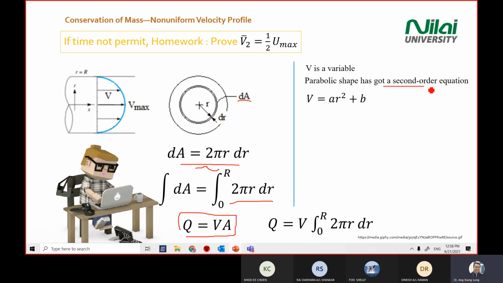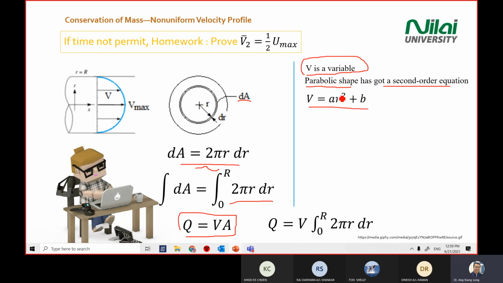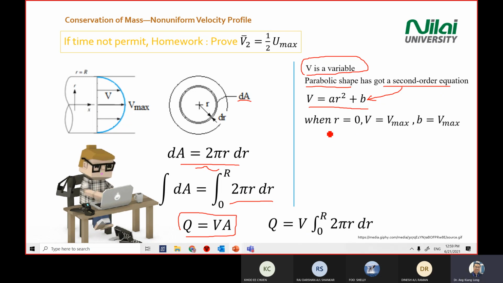So you use a second order equation. What do I mean by second order equation? Because we want to find the velocity, and this velocity is changing, so we call it a variable, and it has a parabolic shape. The general parabolic equation is V equals A r squared plus B. This is the general parabolic equation, a second order equation. You can also have third order, fourth order, but this one is second order. Okay. So you need to find what your A is, and what your B is.